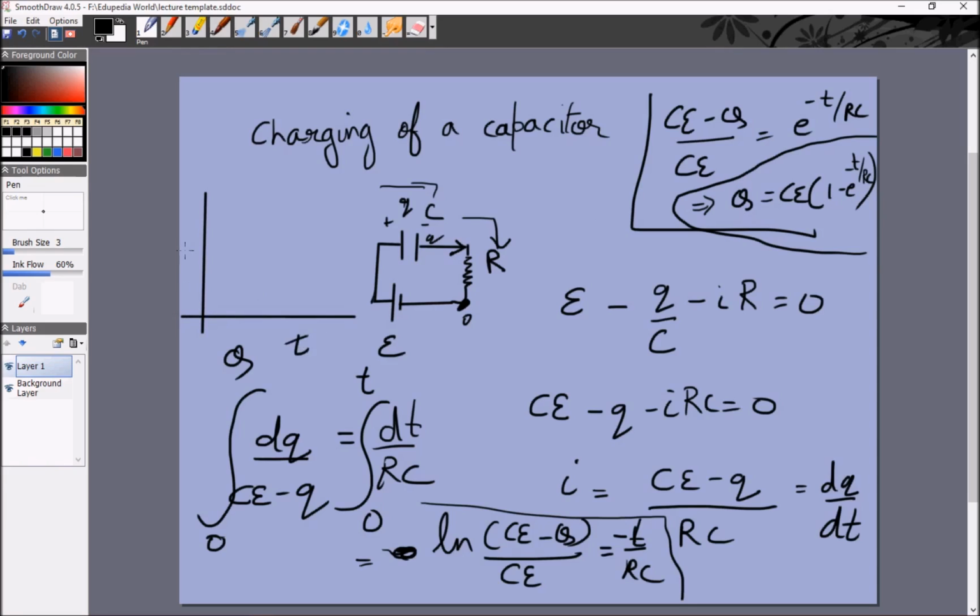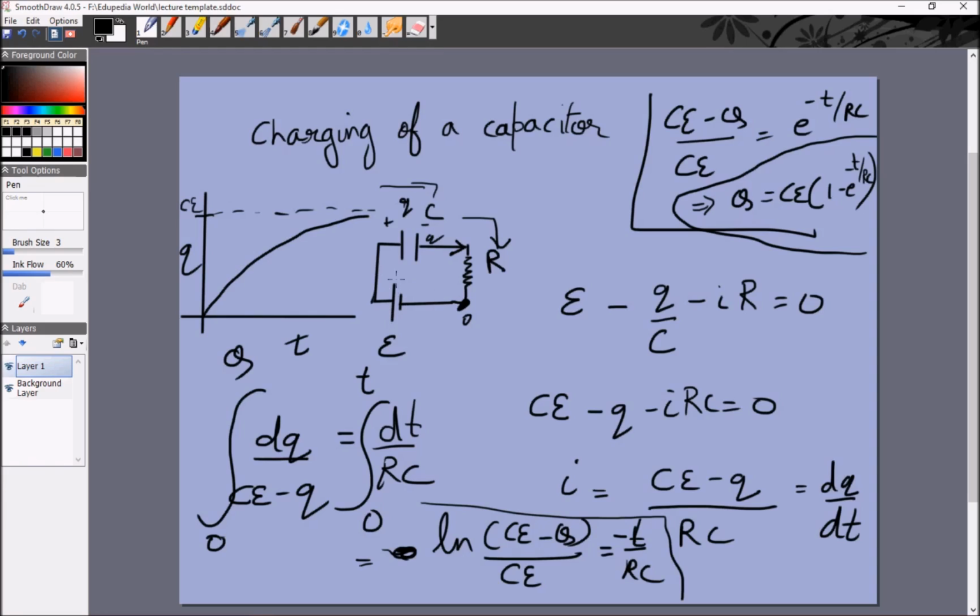This is time and this is the charge on the capacitor. It is supposed to be CE, but it actually never really is CE. It keeps getting closer and closer to CE as time increases. So the general graph is something like this. It will never really approach CE, and that makes sense because let's say it is very near CE.